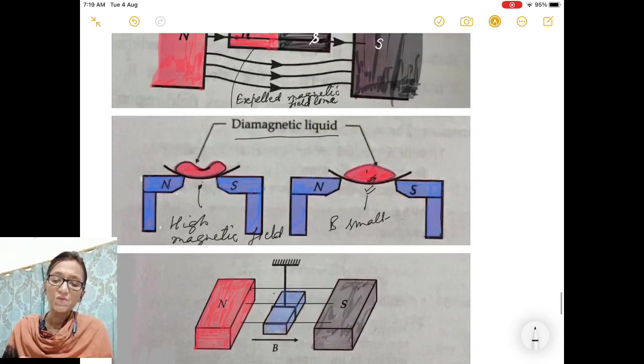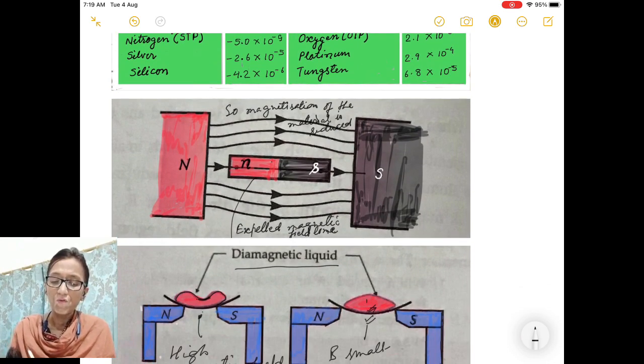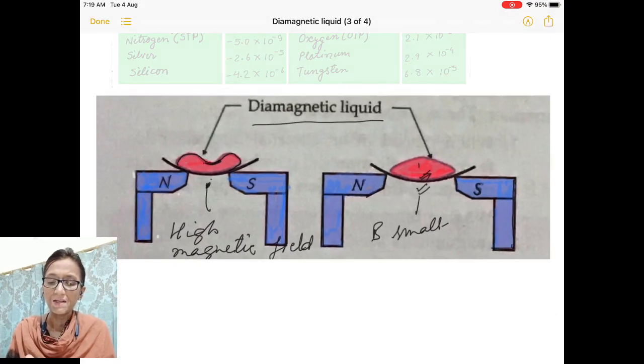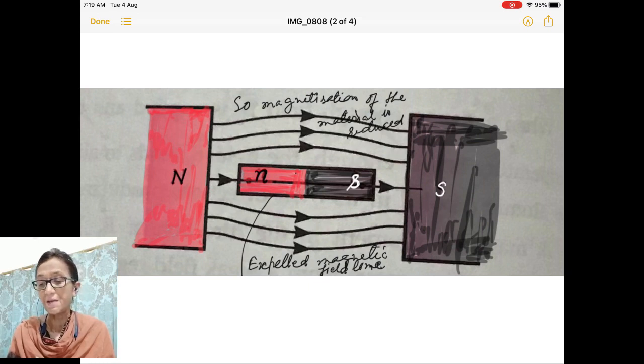So in this figure now you can find that when you place a diamagnetic material in any magnetic field, the magnetic field lines are expelled from this diamagnetic material. It suggests that it goes away from magnetic field lines. This is another way to say that its magnetization reduces.